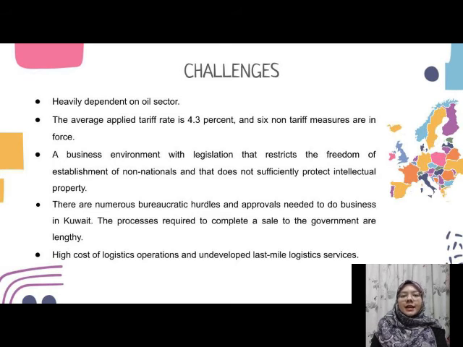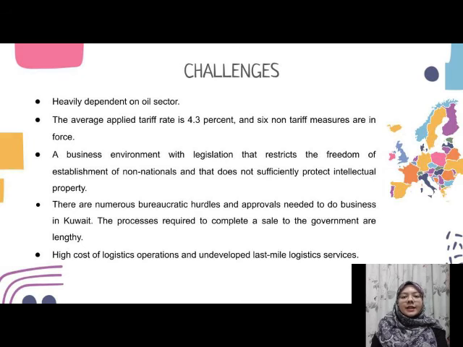Kuwait also has an average applied tariff rate of 4.3% and 6 non-tariff measures in force. Kuwait is a business environment with legislation that restricts the freedom of establishment of non-nationals, and that does not sufficiently protect intellectual property. For example, there are numerous bureaucratic hurdles and approvals needed to do business in Kuwait. The processes required to complete a sale to the government are lengthy.